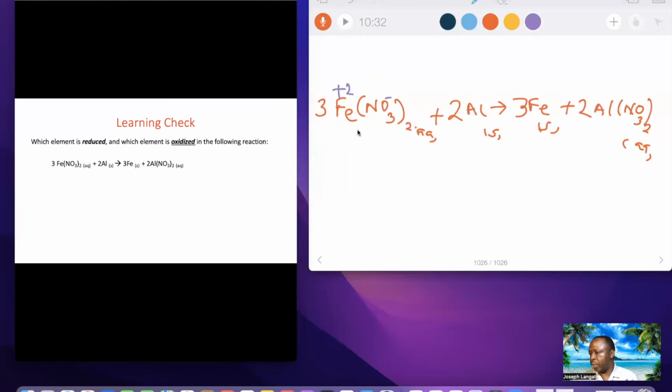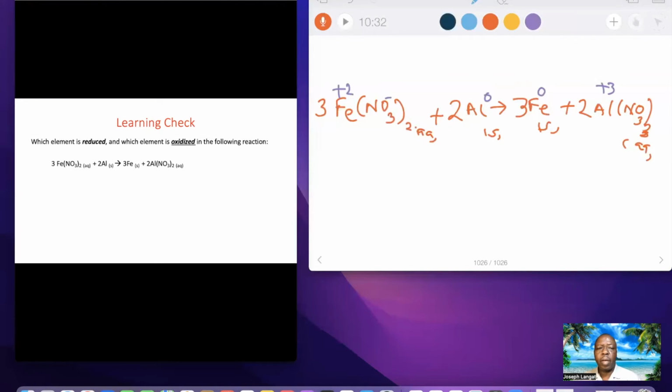We don't have to assign each one of them. This is 0. Remember the oxidation state for elements at elemental state is 0. This will be 0. And then this will be +1. This will be +3. Sorry about that. This should be +3. This is 3, not 2. Aluminum has 3 here. Take note of that. So this will be +3.